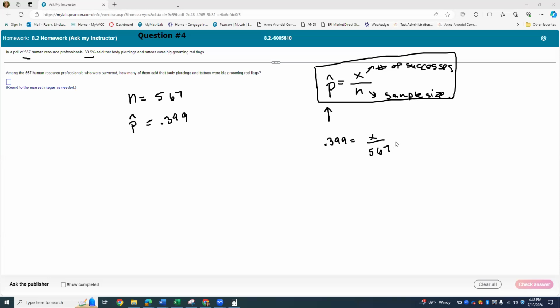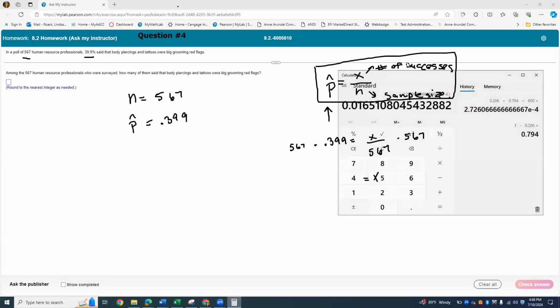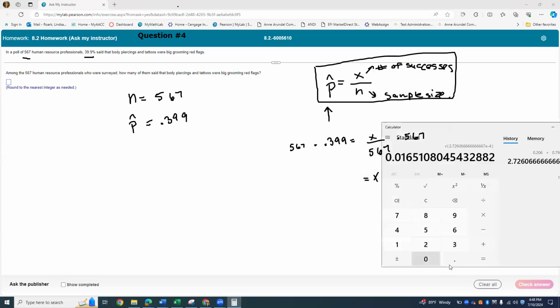So you can think about it that way. You can think about the formula way, or if you don't like that, don't think about the formula. Just think, intuitively, it makes sense that I'm just finding 39.9% of 567. How do I do that? I'm just going to multiply 0.399 times 567.